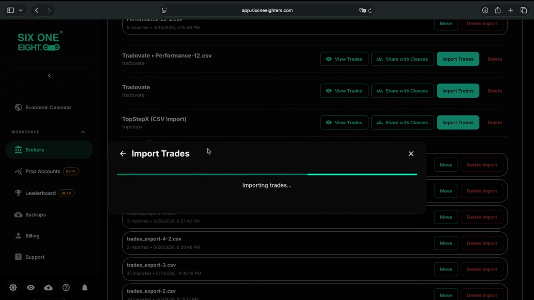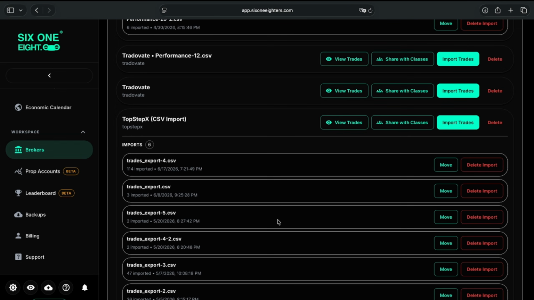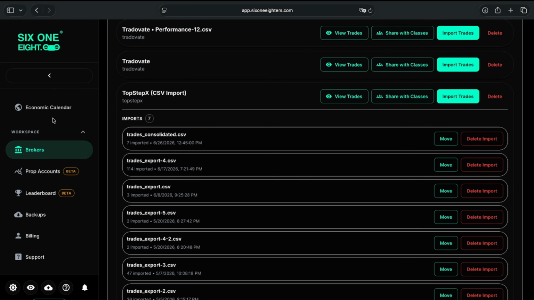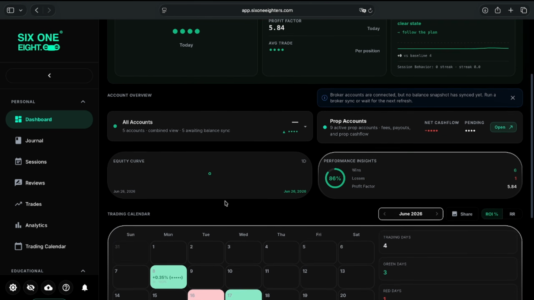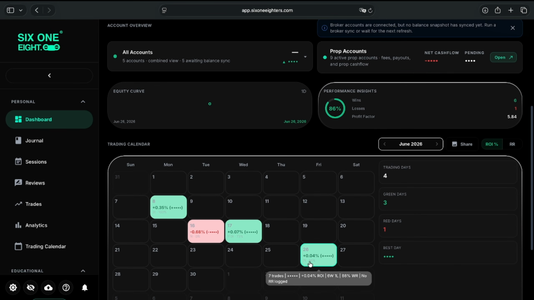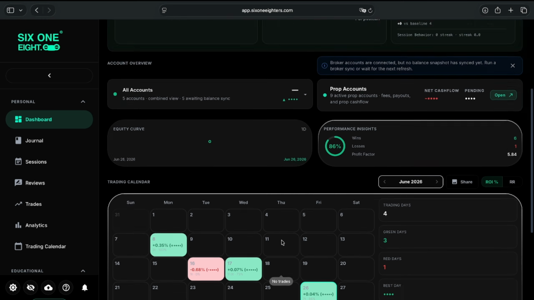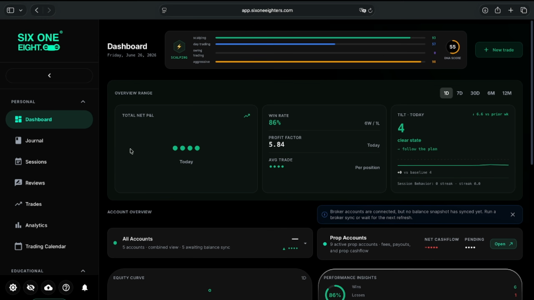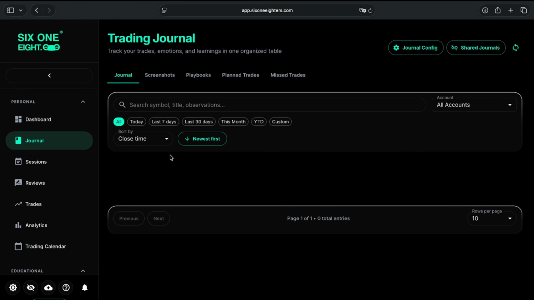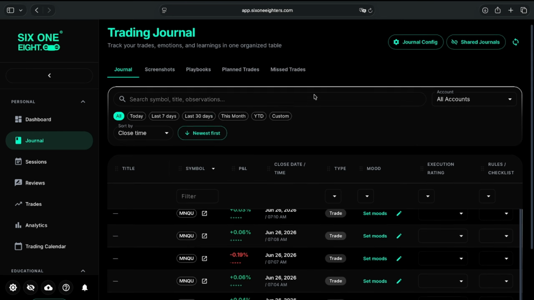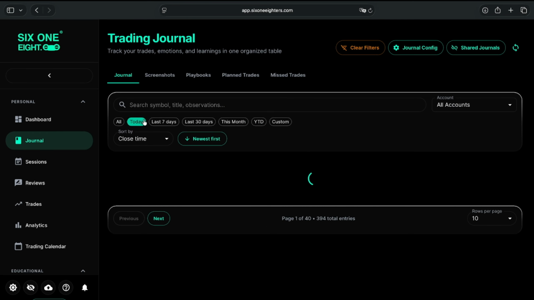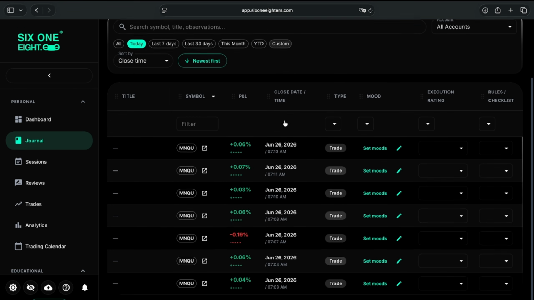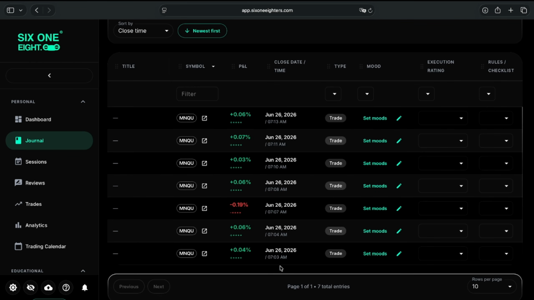I'm importing my trades. There we go. So this is what happened today. We can see that I took 7 trades and I had 6 winners and 1 loser. If I want to journal, first I'm going to go to the journal, and then I'm just going to look for the date. I'll sort by date, and now I've got my 7 entries.